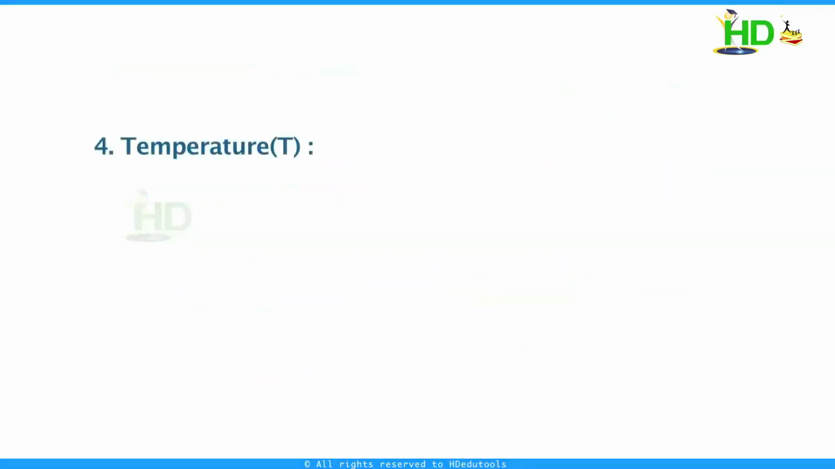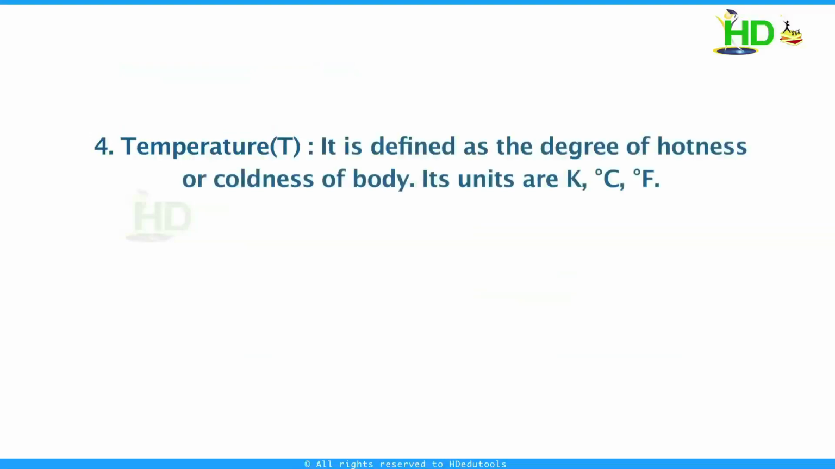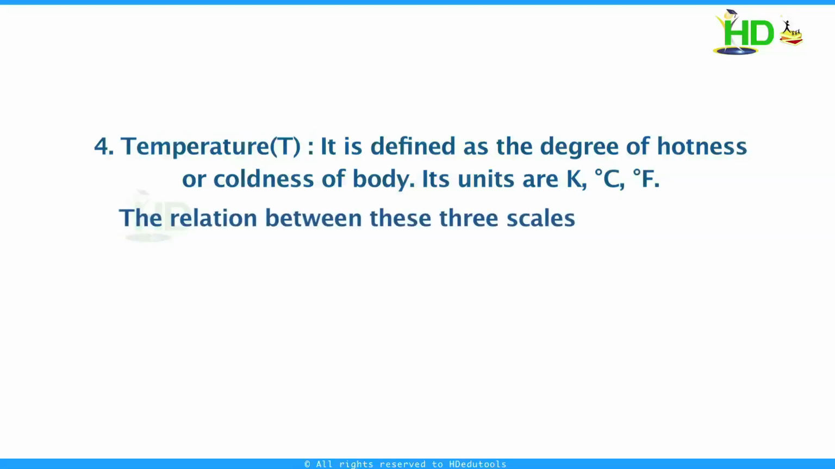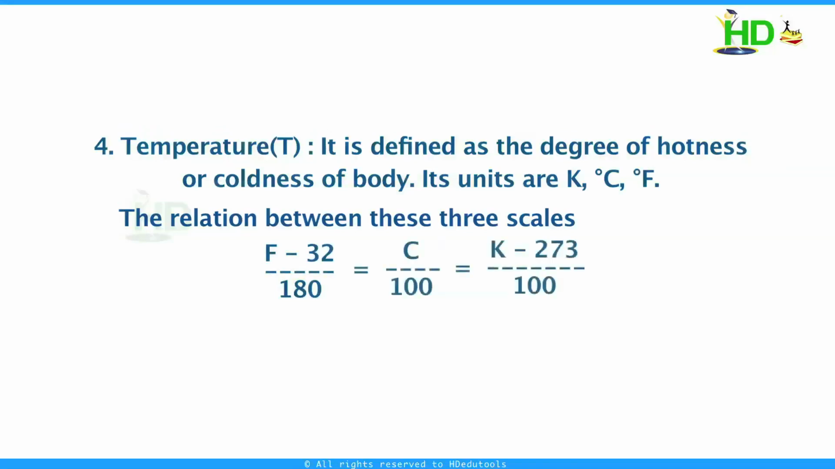Another parameter is the temperature. It is denoted by T. It is defined as the degree of hotness or coldness of the body, and the units of temperature are K, which stands for Kelvin, degree Celsius or degree Fahrenheit. We know the relation between these three scales. The relation is given by (F minus 32) by 180 is equal to C by 100, which is equal to (K minus 273) by 100.